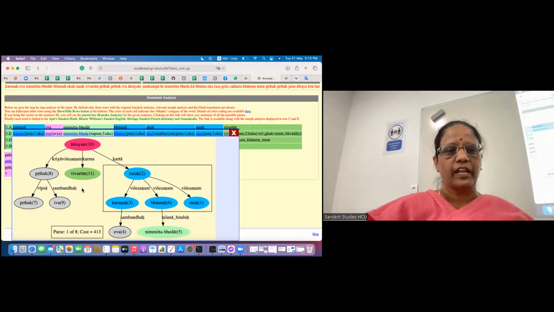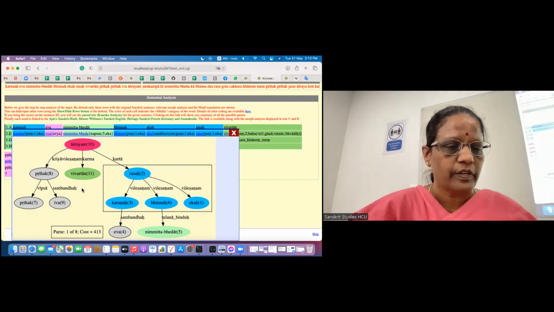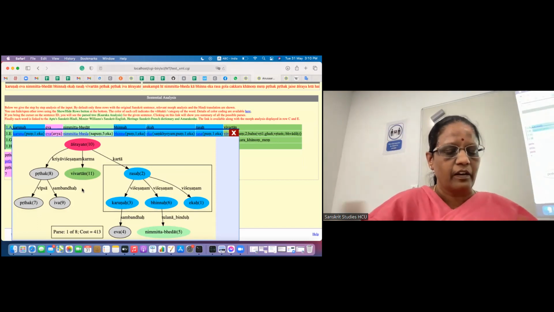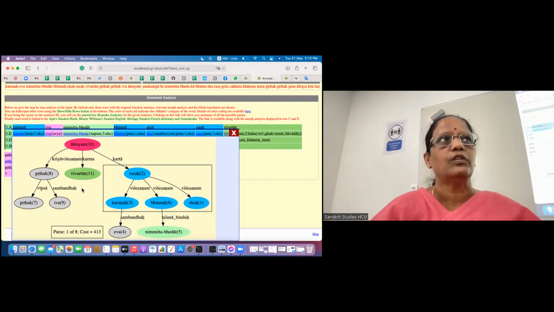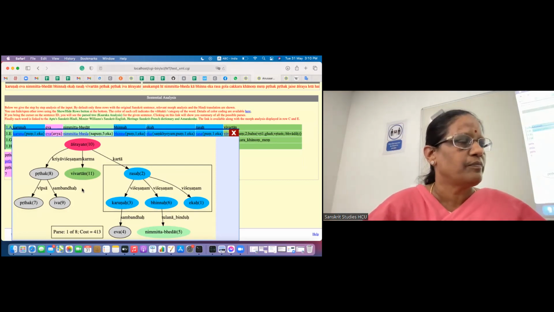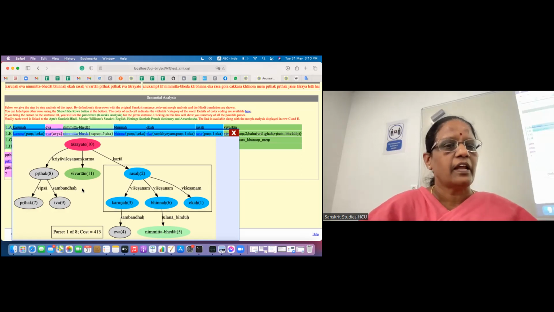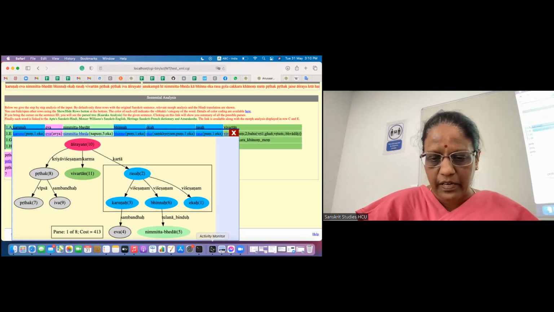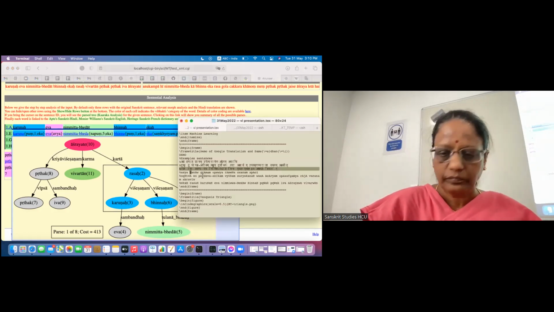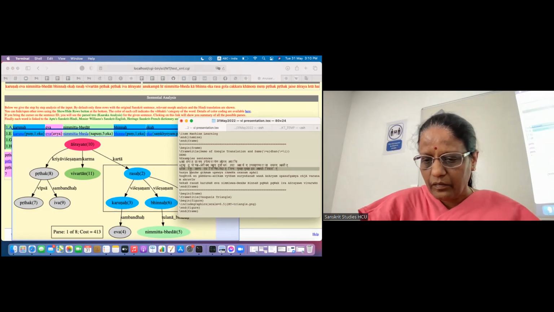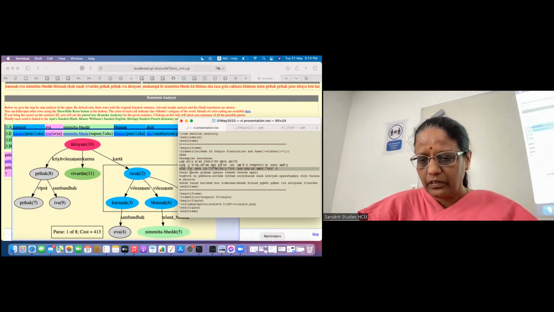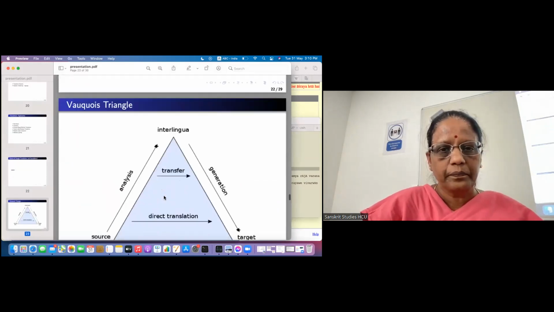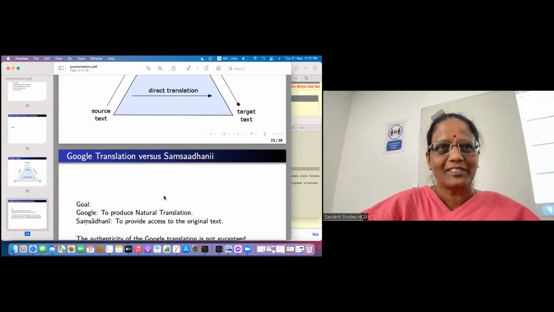So with these three examples, what I wanted to show you is that Google Translation gives you a very good natural English language translation, but there are certain issues with these. And what are these issues? Let me go back to my slides. Where is the presentation? Yeah. I will come back to this.